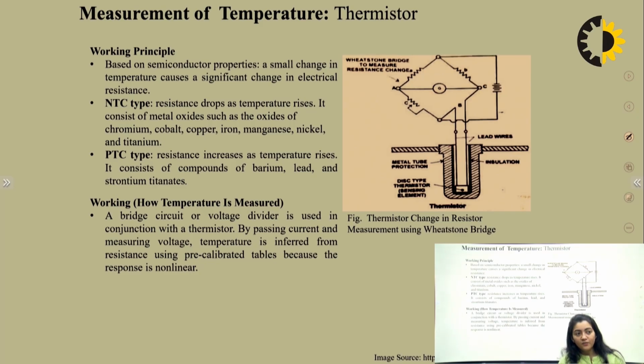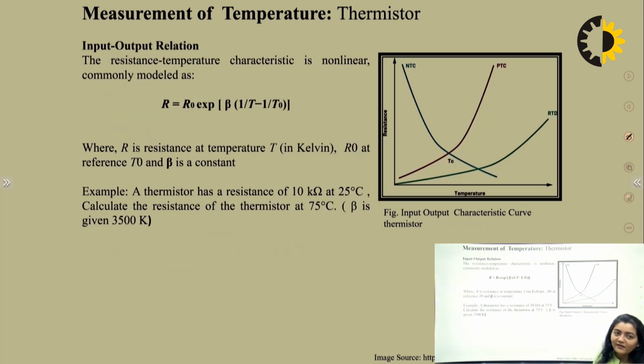It consists of a compound of barium, lead and strontium titanate. Working, how is temperature measured? A bridge circuit or a voltage divider is used in conjunction with a thermistor, by passing current and measuring voltage. Temperature is inferred from the resistance using pre-calibrated tables, because the response is non-linear. This is the input-output relation of a thermistor.